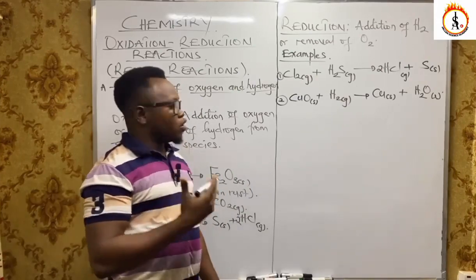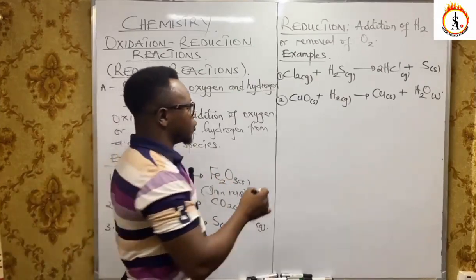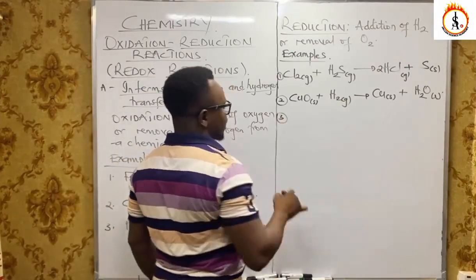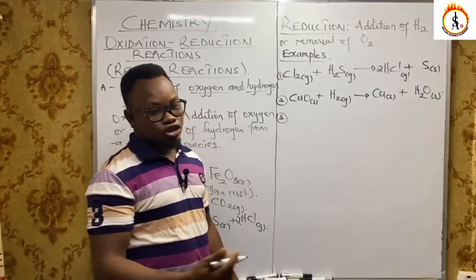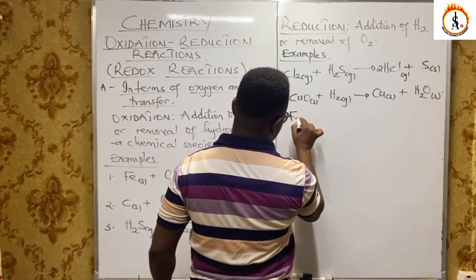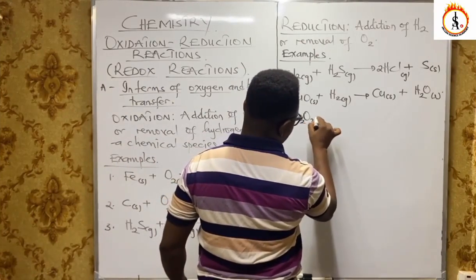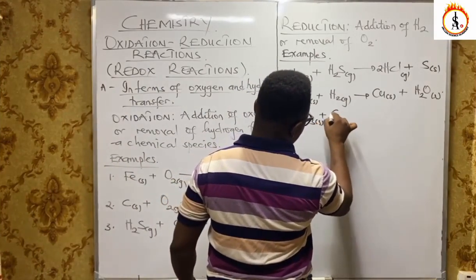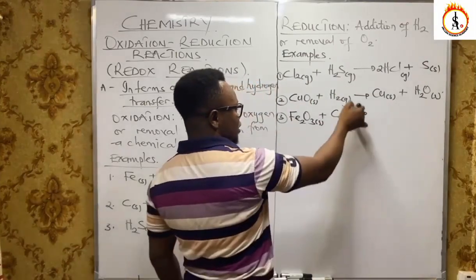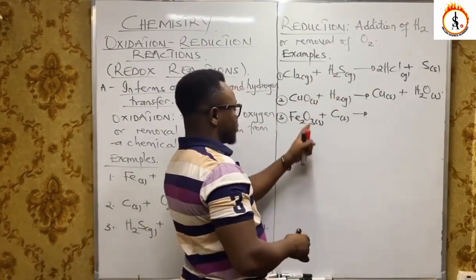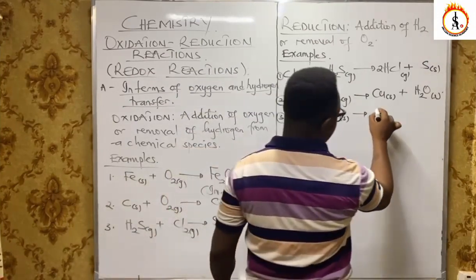We can also look at another example. Example 3, let's say we react iron oxide and charcoal. Iron oxide, that is Fe2O3, is a solid substance. If reacted with charcoal, carbon, also solid, what happens? Carbon is going to remove the oxygen from the iron.